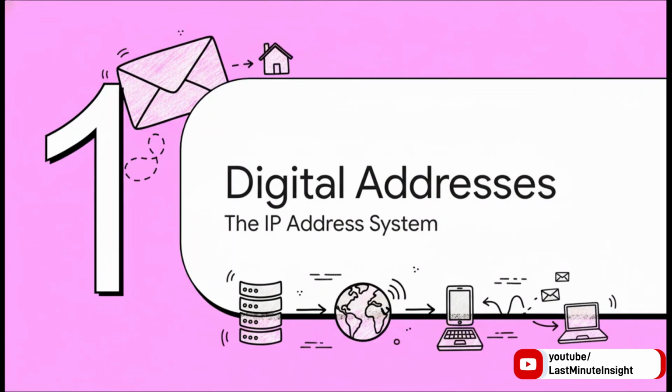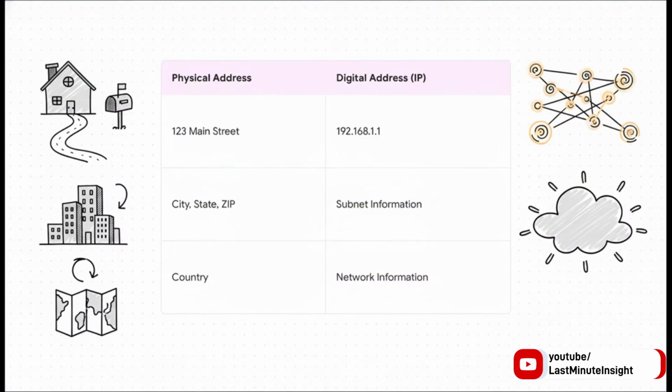All right, first things first. For any postal service to work, right, every house, every office, they need a unique address. It's just common sense. Well, the internet is no different, and the way it handles these digital addresses is actually pretty brilliant. So, the network layer uses a system I'm sure you've heard of, the IP address, and it works almost exactly like a physical mailing address.